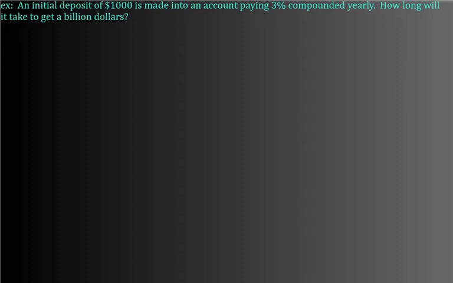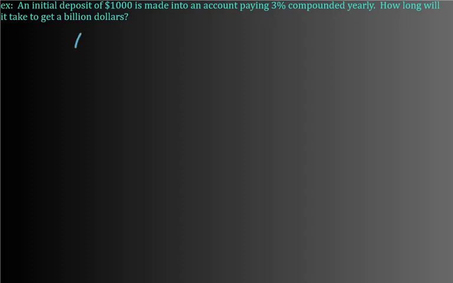So in this problem, we have an initial deposit of $1,000, and the account pays 3% compounded yearly, which honestly is an insane amount of interest. A lot of times it's fractional percents, but whatever. The question is, how long will it take to get $1 billion? So you just let the money sit there, and you never touch it. How long is it going to take to get $1 billion?